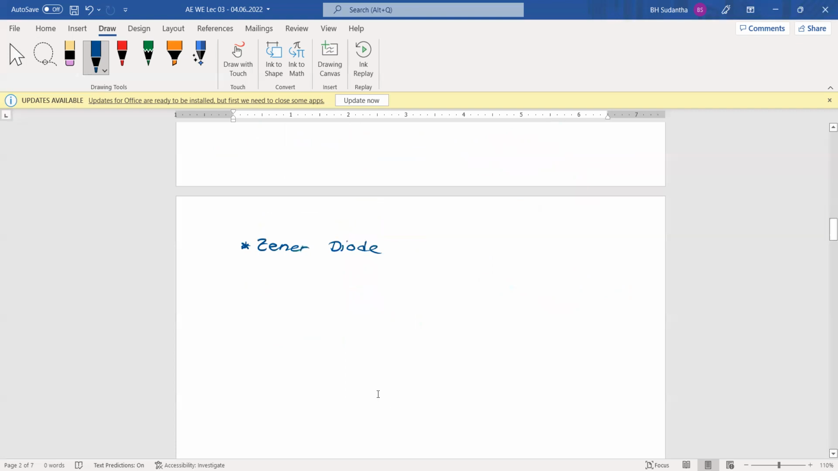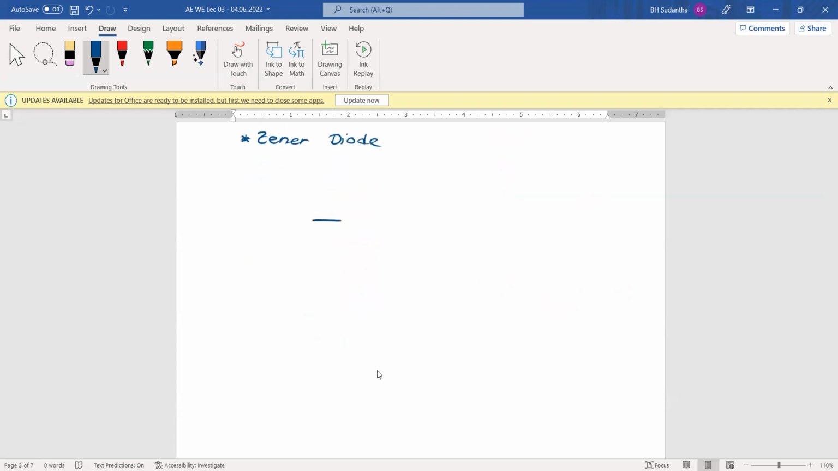Okay, and you may remember that when we have a diode like this, we can apply a battery like this, and here we have this forward voltage. It may be 0.7 volts or 0.3 volts, depending on the materials used to make this diode. And likewise, you may remember the VI characteristic curve of this diode.